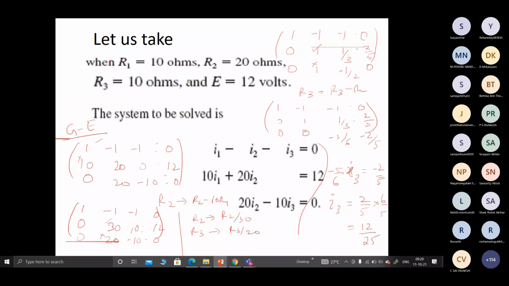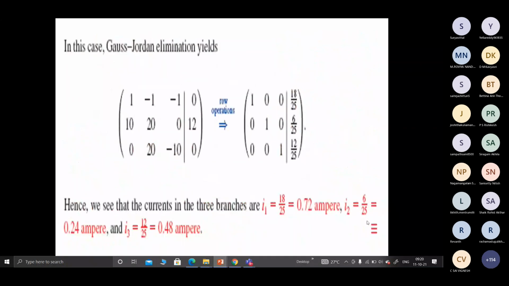So this is how you can see the applications. 12 by 25 is one value, 6 by 25 is another value, and finally 18 by 25 is the third value. So this is how the application part you have to discuss. I'm not going for Gauss-Jordan, I'm always discussing only Gauss elimination. So a slightly different procedure will be there. You need not worry about it. You follow any one, that's enough.